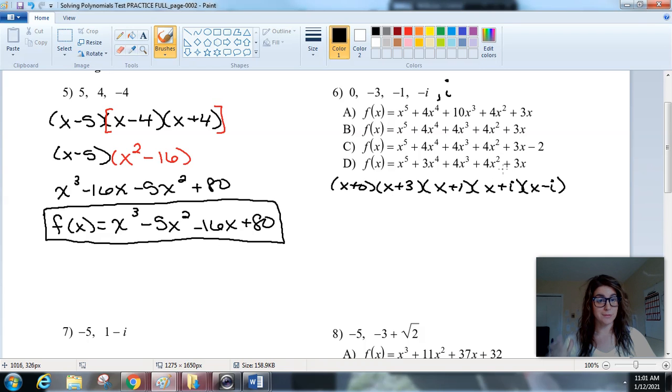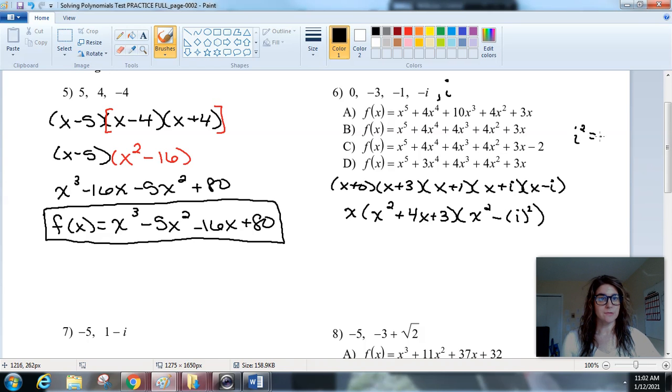Now, I'm not going to go through the entire process of your multiplication here, but x is just x. You can multiply these out. And then when you multiply the back end, you have x squared minus i squared. Remember, you group the like terms together.